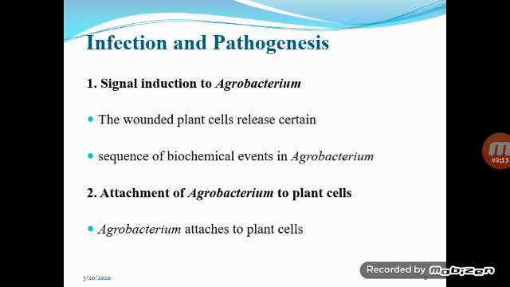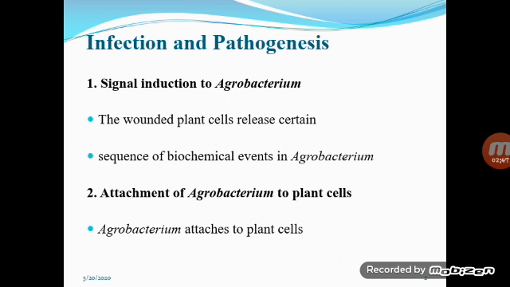The wounded plant cells release certain chemicals, phenolic compounds and sugars, which are recognized as signals by Agrobacterium. Signal induction results in a sequence of chemical events in Agrobacterium that ultimately help in transfer of the tDNA of the Ti plasmid.